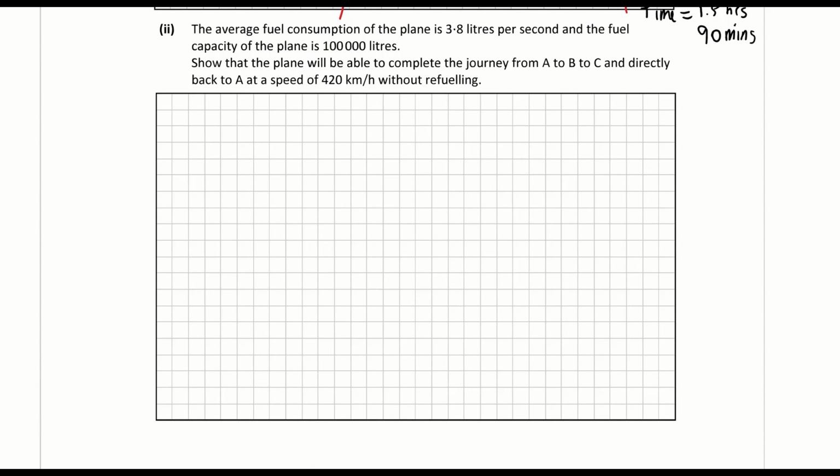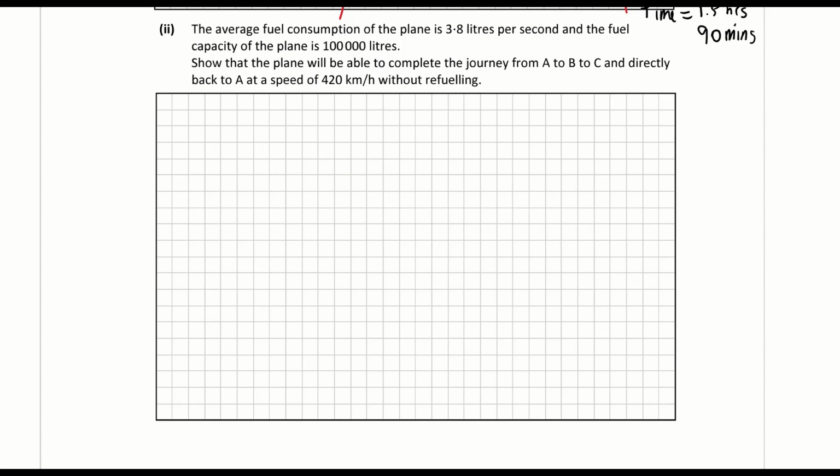Part B is asking us: the average fuel consumption of the plane is 3.8 litres per second and the fuel capacity of the plane is 100,000 litres. Show that the plane will be able to complete the journey from A to B to C and directly back to A at the speed of 420 kilometers per hour. So it's assuming that it's a constant speed of 420 kilometers per hour, so we don't need to worry too much about that. Let's just write down what we know.